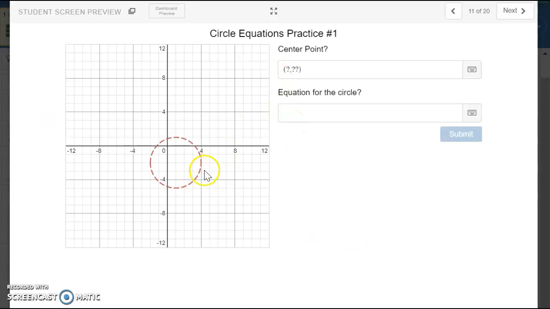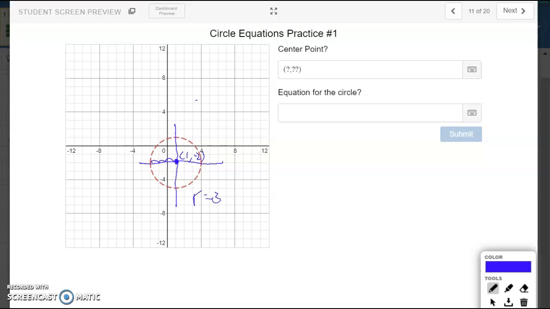Okay, what is the center point? Again, I am going to draw a line that connects the widest point of the circle. This tells me the center of the circle is 1, and the y coordinate is negative 2. So the center is 1 comma negative 2. What is the radius? How far are each of the points? Horizontally I am going 1, 2, 3. So the radius is 3. The center has the coordinate of 1 comma negative 2.